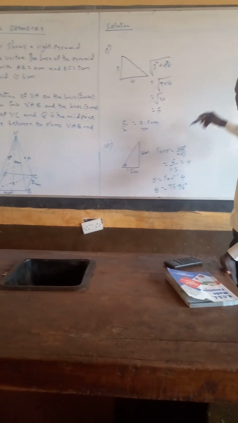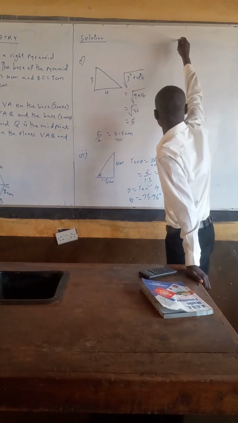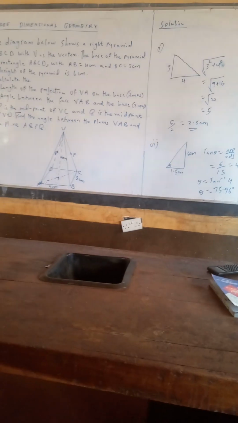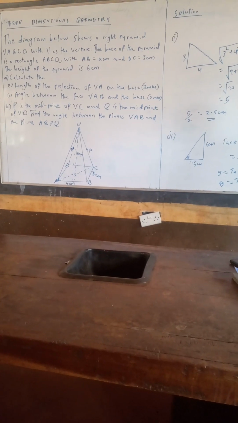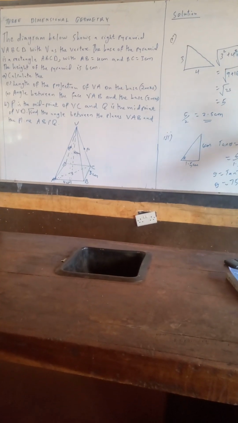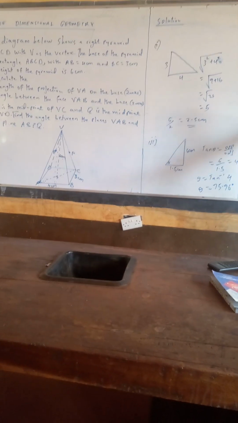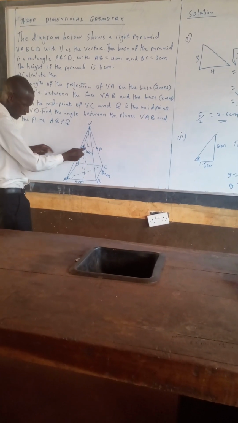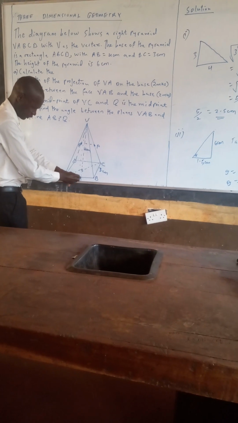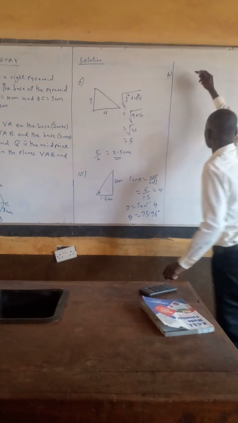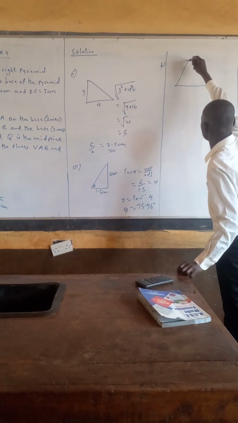Then we shall go to the last part. The last part: P is the midpoint of VC and Q is the midpoint of VD. Find the angle between the planes VAB and the plane ABPQ. So for this case, we shall just have a line like this. We shall be required to come up with a line from this point to this one, as we move downwards here, then we rise up again. So in that case, we shall have a triangle that will resemble this way.